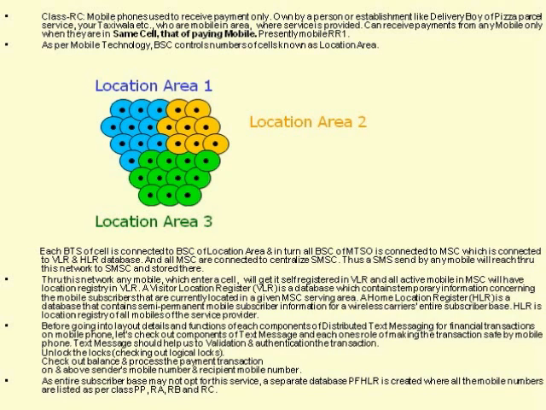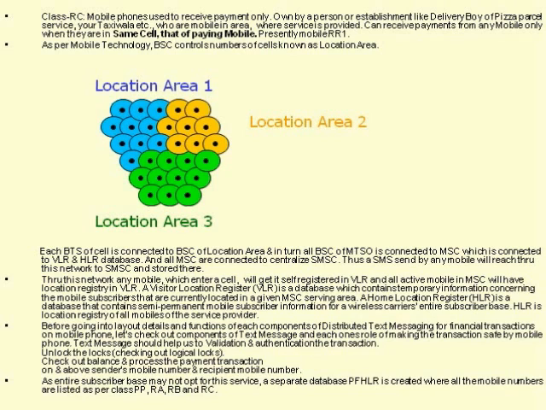Each BTS of a cell is connected to the SC of the location area, and in turn all the SC of an MTSO are connected to the MSC, which is connected to the VLR and HLR database. And all MSCs are connected to a centralized SMSC, thus an SMS sent by any mobile will reach through this network to the SMSC and be stored there. Through this network any mobile which enters a cell will get itself registered in the VLR, and all active mobiles in the MSC will have a location registry in the VLR.